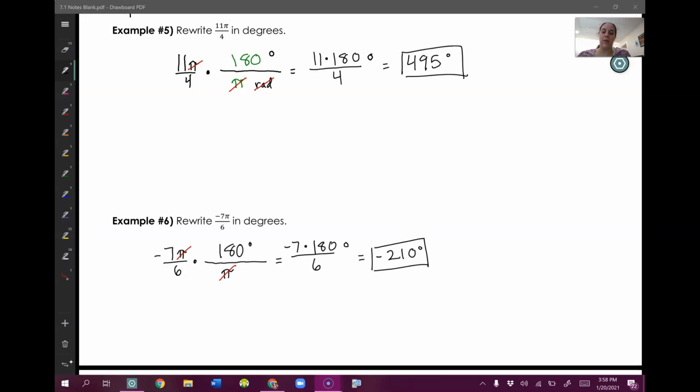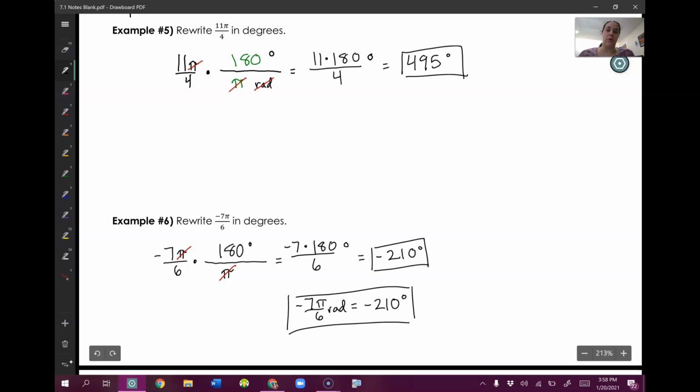Welcome back. Let's see how you did. I put pi on bottom, so those pi's would cancel. So 180 goes on top, and degrees are what's left, which is what I wanted. So I end up with -7 times 180 on top, and my 6 on bottom, which I put into my calculator to get -210. So all this is saying is -7 pi over 6 radians is the same measurement as -210 degrees. We're saying those are the same, just 2 different ways to measure it.